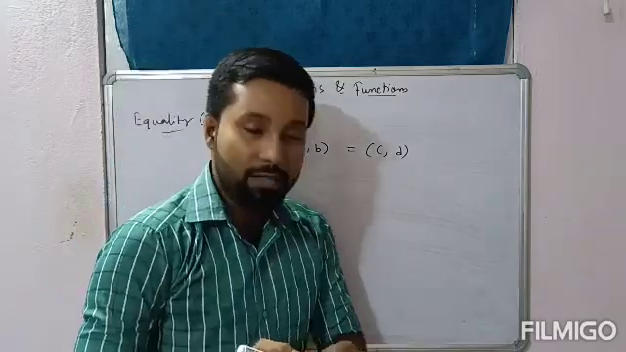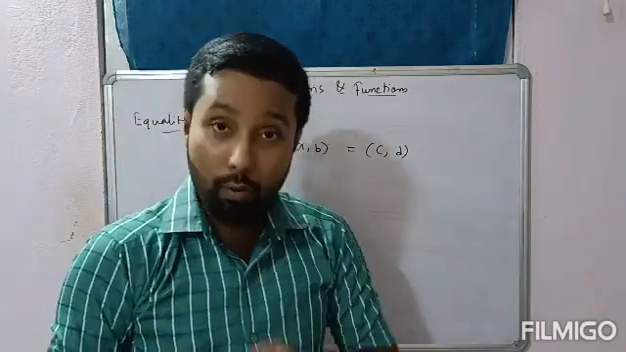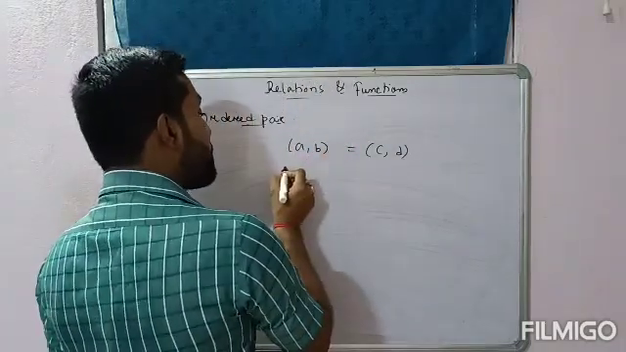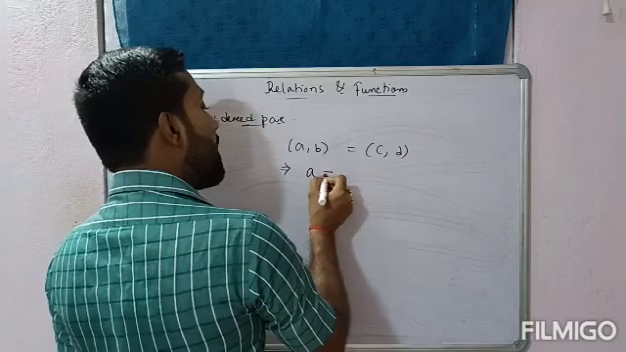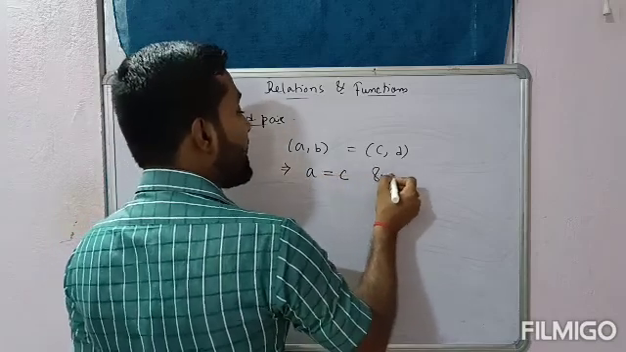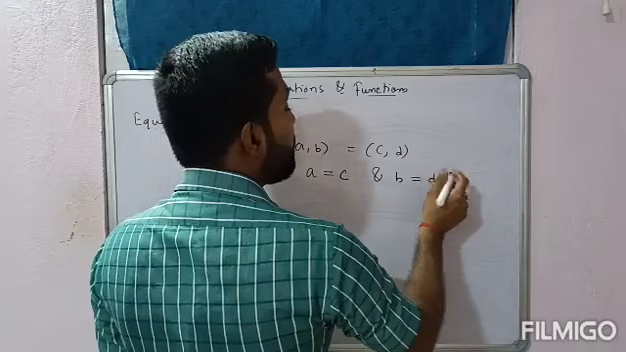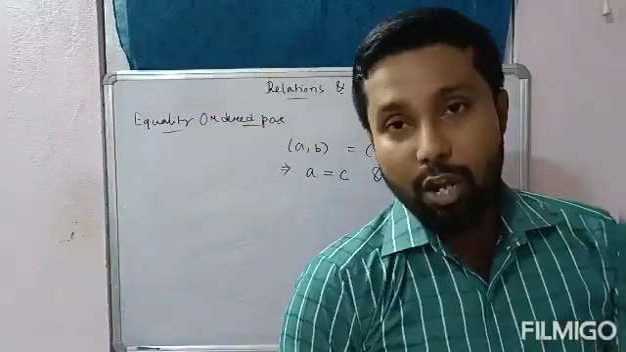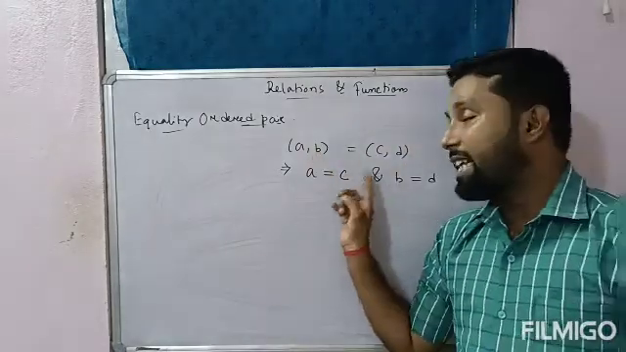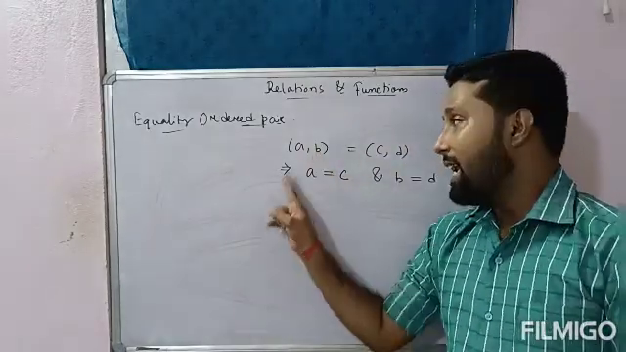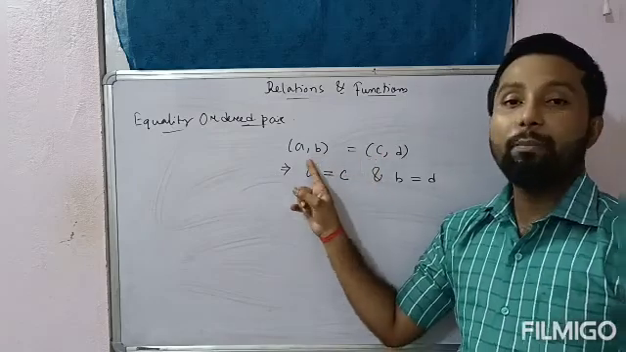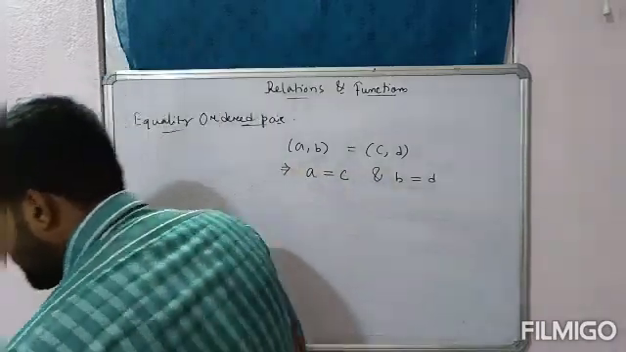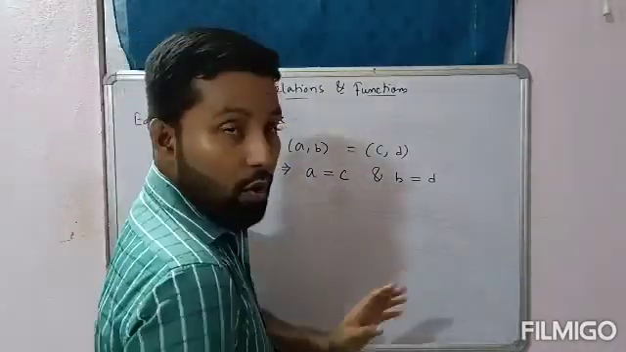Equality of two ordered pairs means अगर दो ordered pair equal हुआ तो then see what will happen. If (A, B) is equal to (C, D), which implies we can write A is equal to C and B is equal to D. That means if two ordered pairs are equal, then we can equate the components: A equal to C and B is equal to D. Okay, so this is called equality of two ordered pairs.